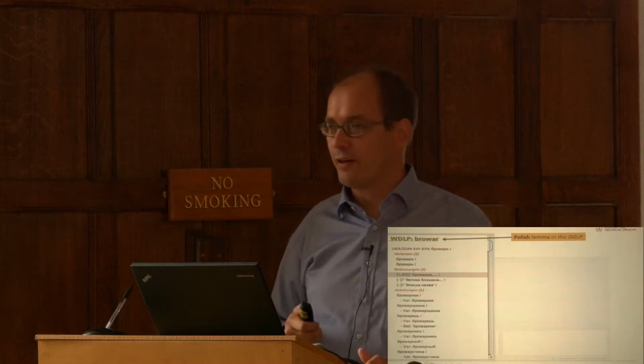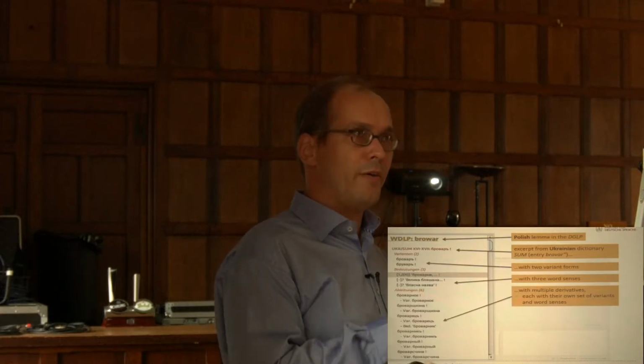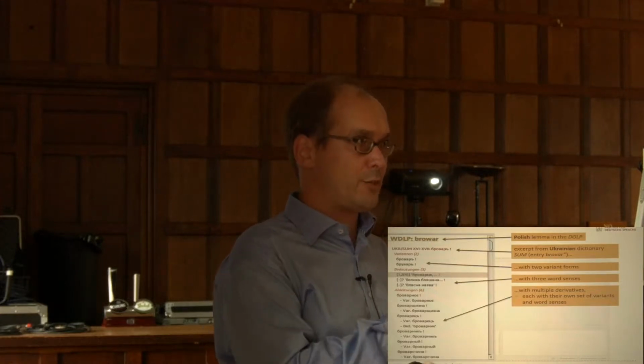So it's a straightforward structure. Here you have the Polish loanword browar from German Brauer as the heading, and the subheading represents a single entry in a single East Slavic, here Ukrainian dictionary, browar, that is considered a candidate, and you get all the variant forms, the 3 word senses, and the different derivatives found listed in this East Slavic entry for the Ukrainian word browar.